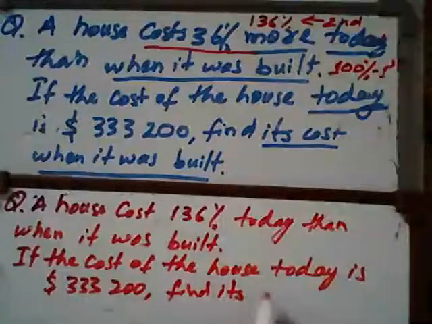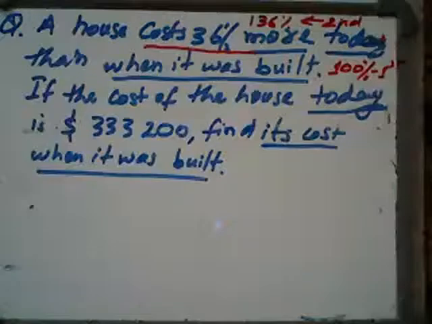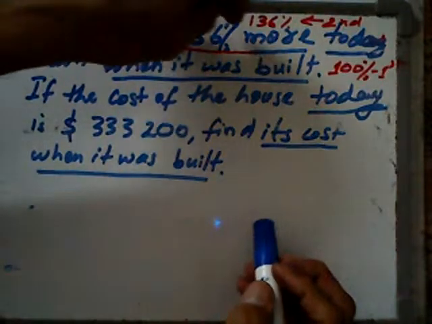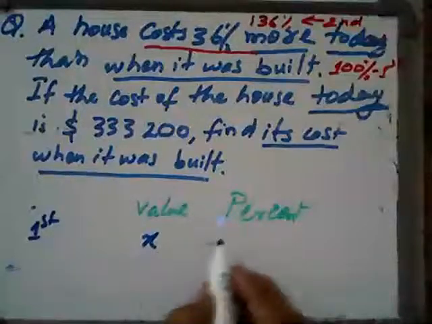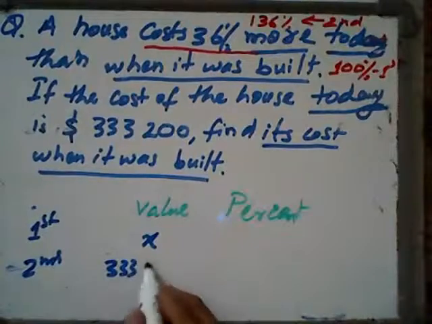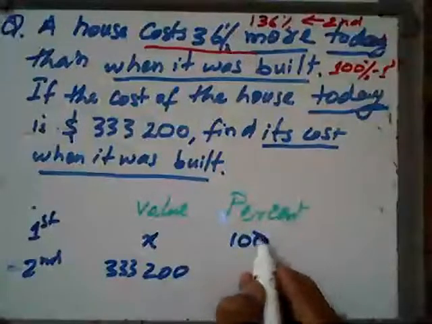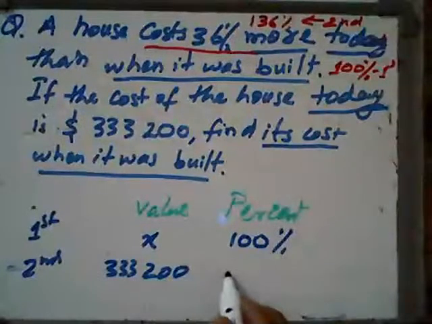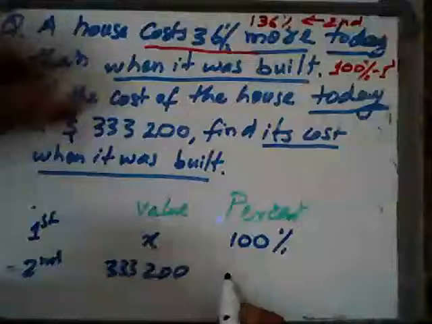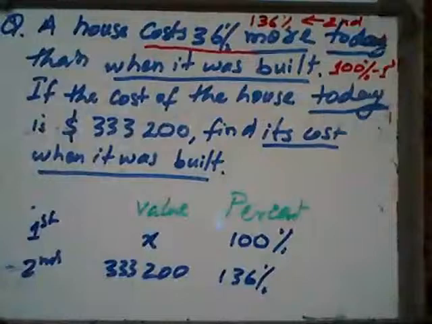Find its cost when. Now this is a 36% more, means we are increasing by 36% from the original, but our last value, the second, is 333,200, and percentage, original percentage was 100%, and increased by 36% means 36% more, means after 36% more it becomes 136%. So 136% is this one and this one.